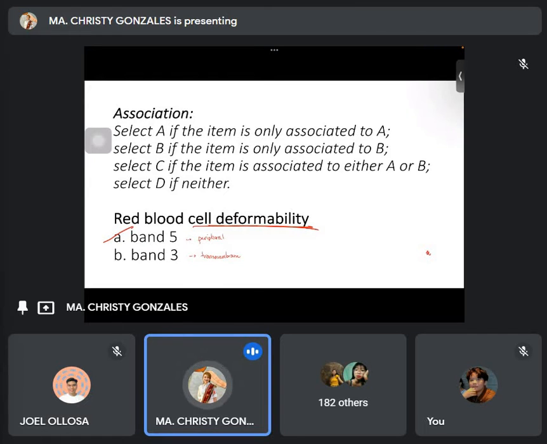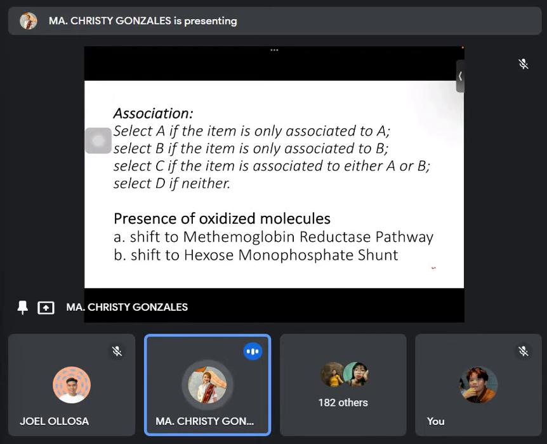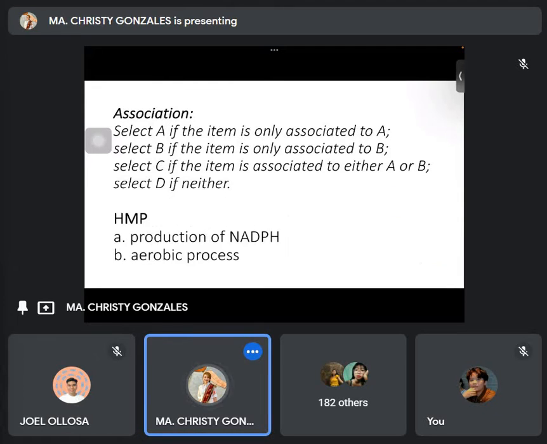in the deformability. Okay? Next, presence of oxidized molecules. Shift to methemoglobin reductase, shift to hexose monophosphate shunt. Answer, oxidize. So, most likely letter C. B, hexose monophosphate shunt, to prevent further oxidation. Letter A, methemoglobin reductase, to reduce the methemoglobin. Okay? Got it? Next, H and P.